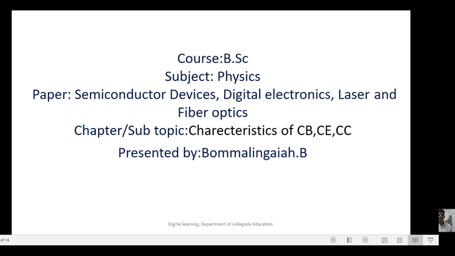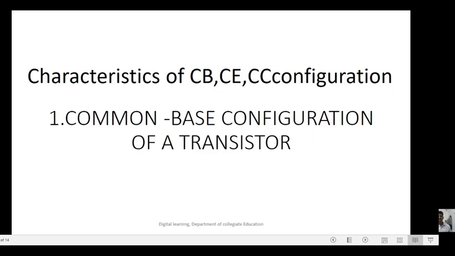Hello everyone. Course BSc, subject physics, paper semiconductor devices, digital electronics, laser and fiber optics. Subtopic: characteristics of common base mode transistor, common emitter and common collector. Presented by Bomalingaya B, Assistant Professor, Department of Physics, Government First Grade College, Pavagada. Characteristics of CB, CE, CC configurations.